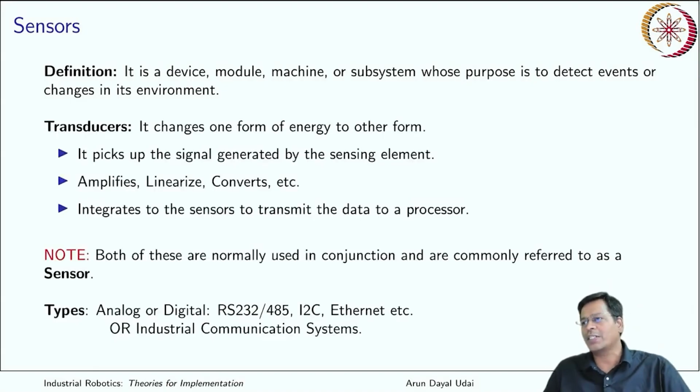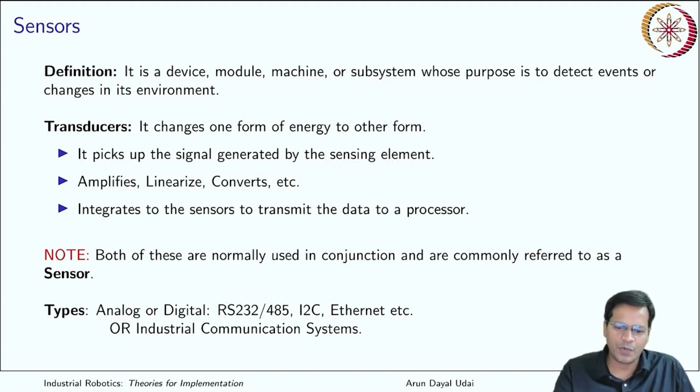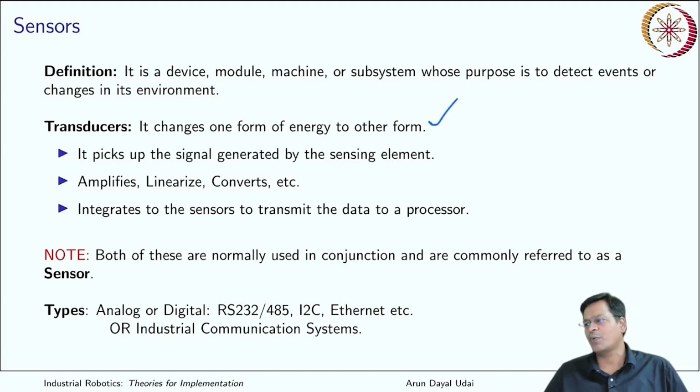So what is a transducer in that case? If this is a sensor, what is a transducer? It can change one form of energy to some other form. Let us say I am sensing pressure. But pressure cannot be fed back to a computer directly sometimes. So in that case you have to convert it to another form, that is electrical energy, so that it can be taken up by the computer system.